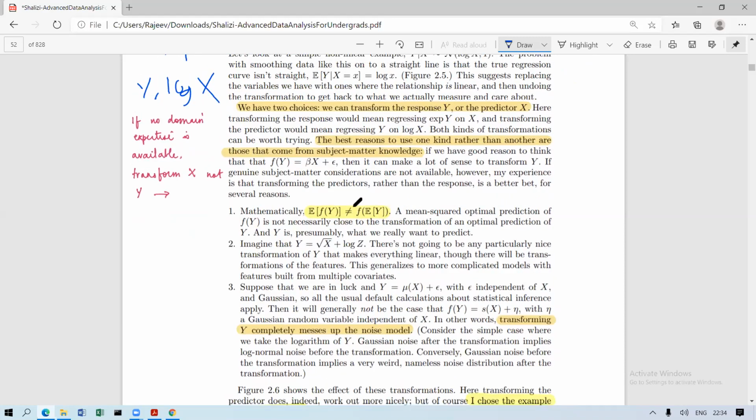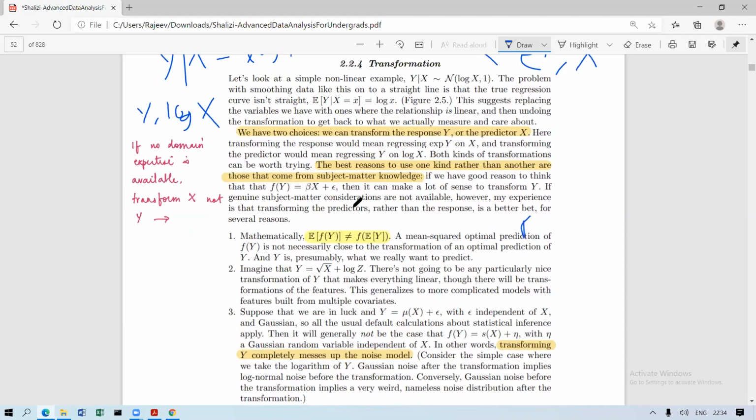First of them, what you are actually interested in is the expectation of y given x. But if you transform y, what you are going to get is the expectation of f of y. And you can't just invert this function because these are mathematically not equal. So if you transform y, the prediction problem that you are solving itself changes, because you are solving for the expectation of f of y, but you are actually interested in the expectation of y.